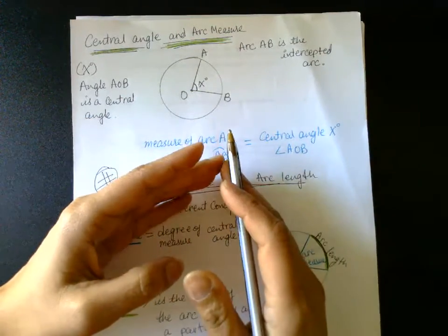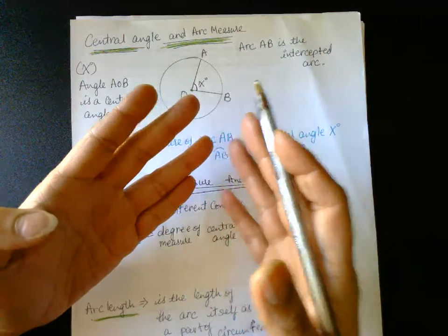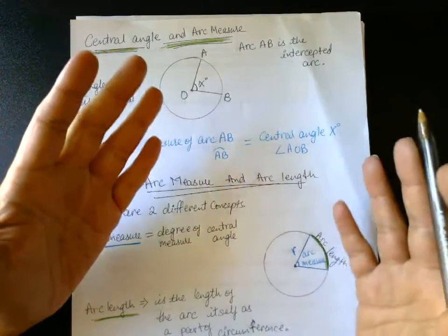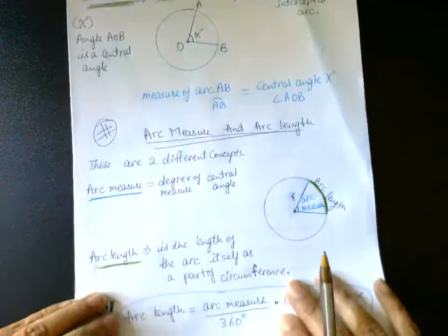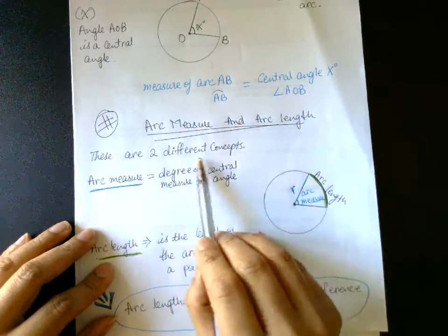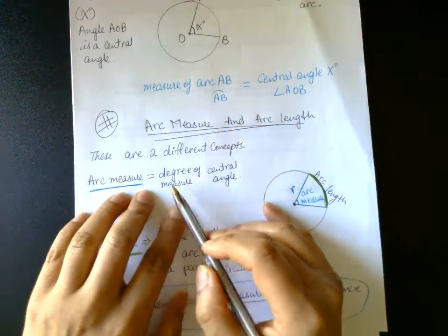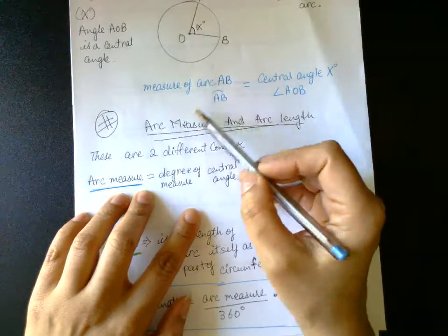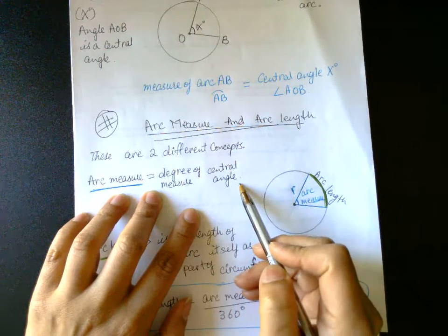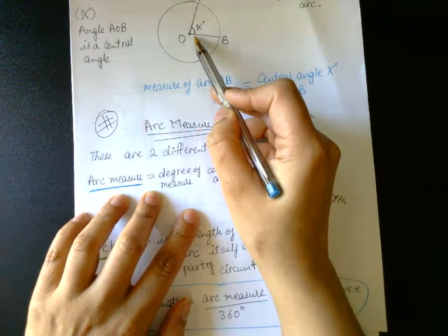Now there is always confusion about whether arc measurement and arc length are the same. No, they are not. They are two totally different things. Let's talk about arc measure and arc length. They are two different concepts. Arc measure, as we discussed earlier, is nothing but the degree of the central angle, right? This degree of the central angle.